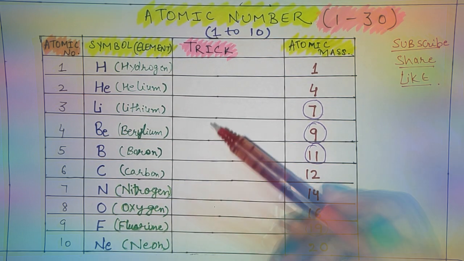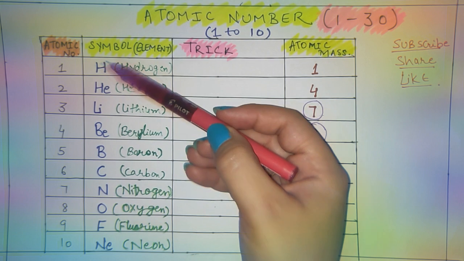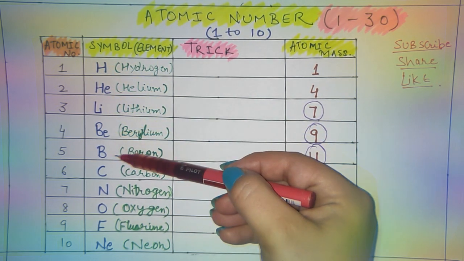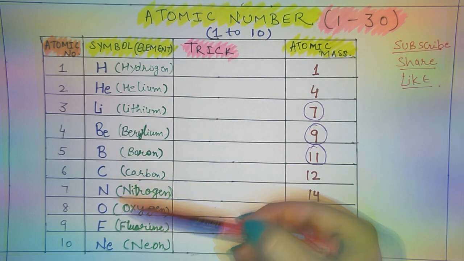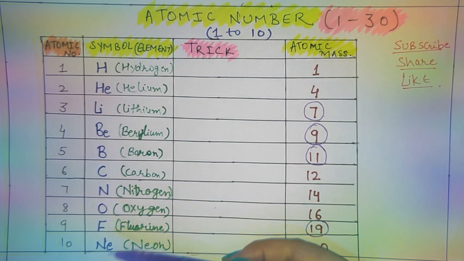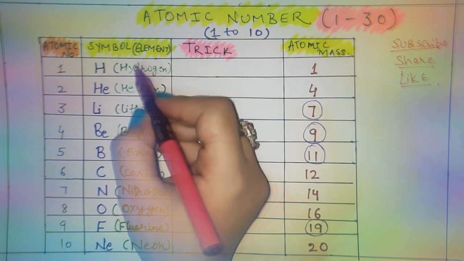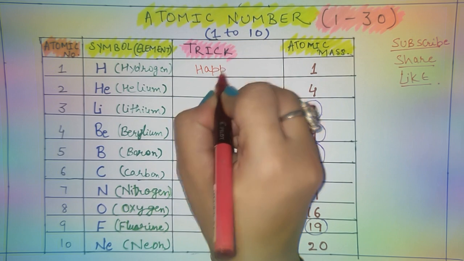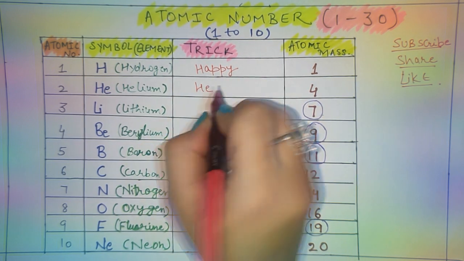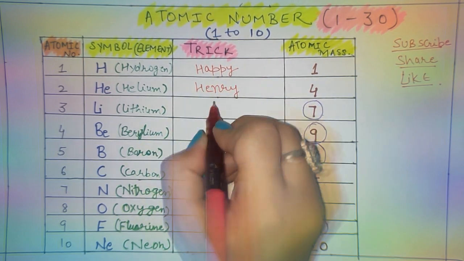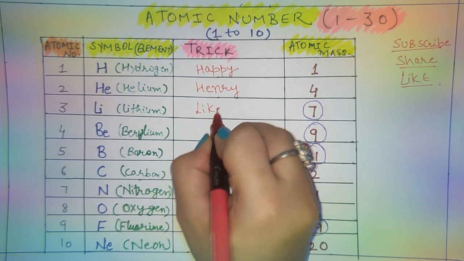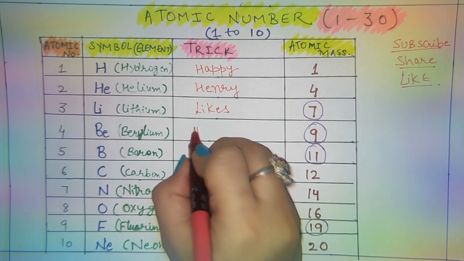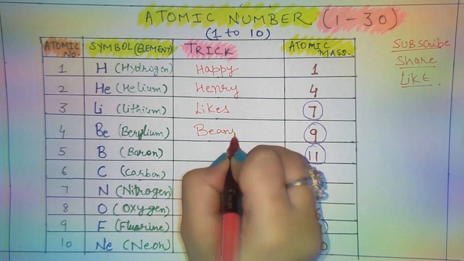So starting from atomic number 1 to 10: hydrogen, helium, lithium, beryllium, boron, carbon, nitrogen, oxygen, fluorine and neon. Here the trick is: for H, it will be Happy. For helium, it will be Henry. Lithium for Likes, Happy Henry Likes. Beryllium for Beans.